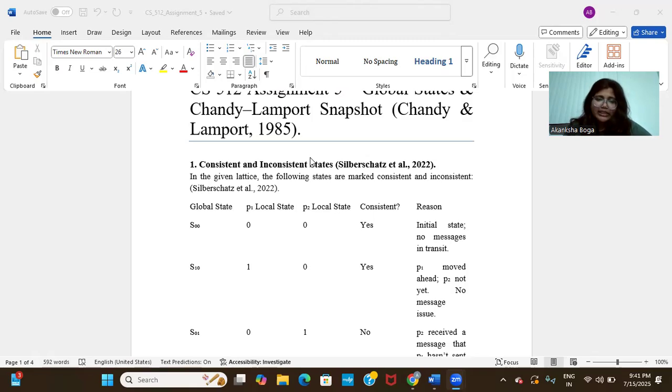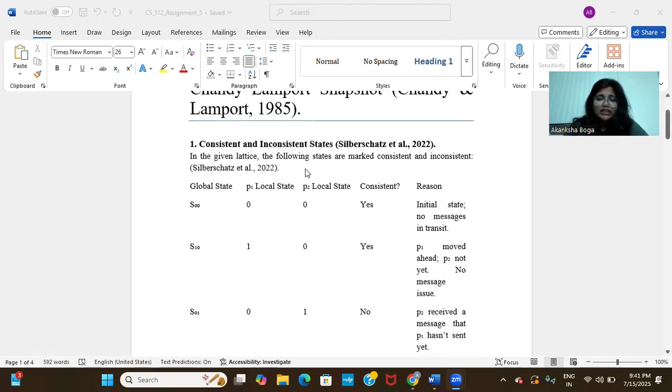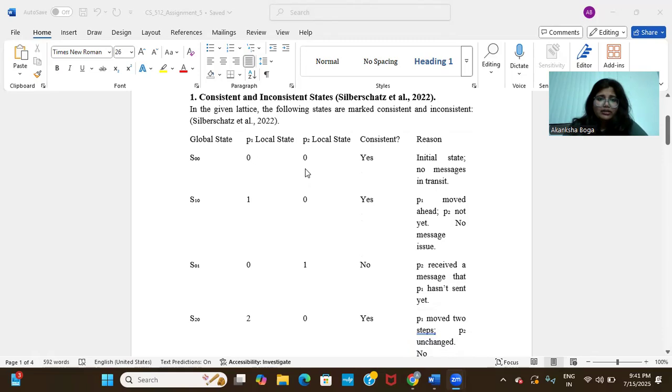We look at their states, like a P1 step and a P2 step, and check whether they are consistent. Why are they consistent? Let's say S00, it says yes, and it's a starting point. No messages sent or received. Coming to S10, P1 local state is 1 and P2 local state is 0, and yes, it is consistent. P1 moved one step and there are no messages sent.